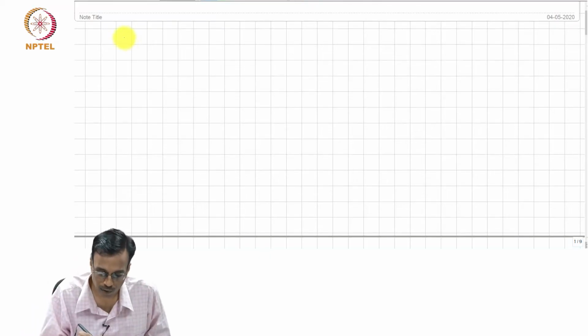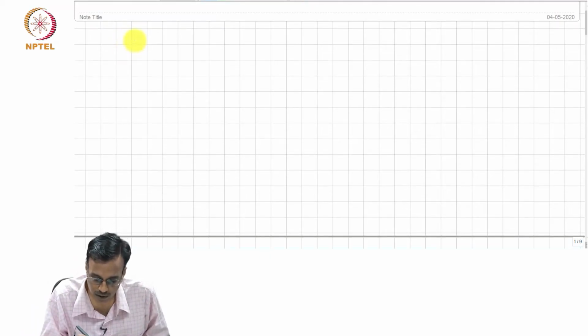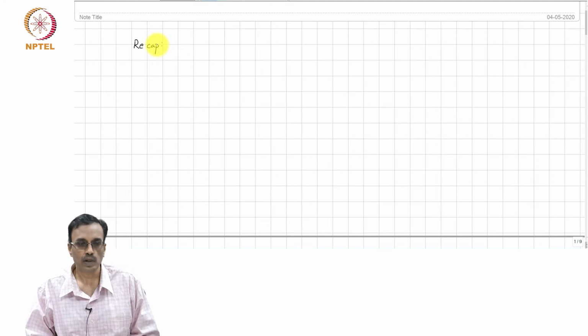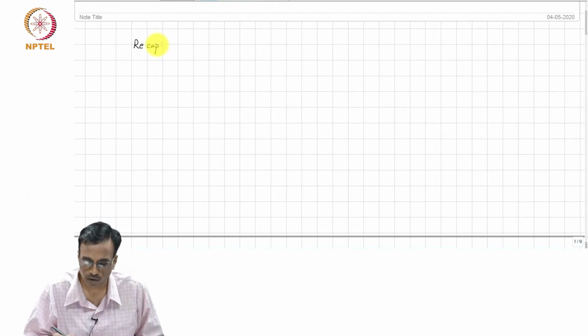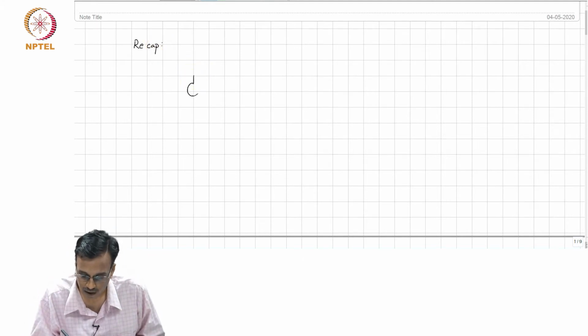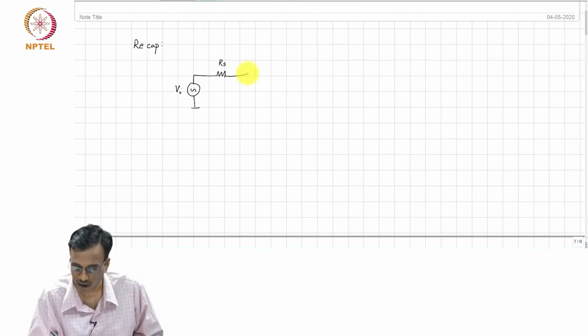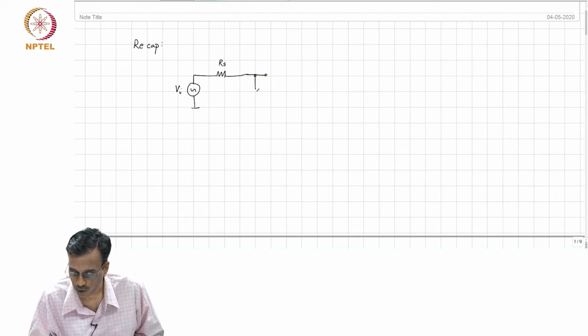A quick summary of what we were looking at the last time around. We were looking at applications of the N-path principle, and one of the applications that we were considering was what is called the N-path filter, and an example of an N-path filter that has a basic principle is the following.